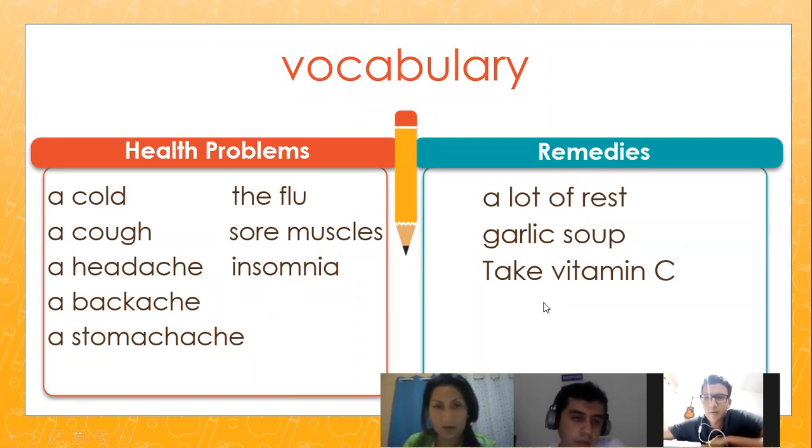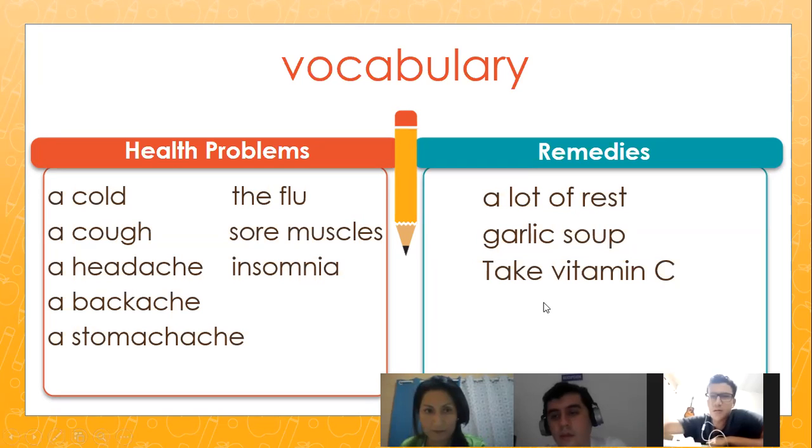Good, now remedies. Listen, please. A lot of rest, garlic soup, take vitamin C, right? Good, now repeat after me, please. Remedies. Garlic soup. Take vitamin C.